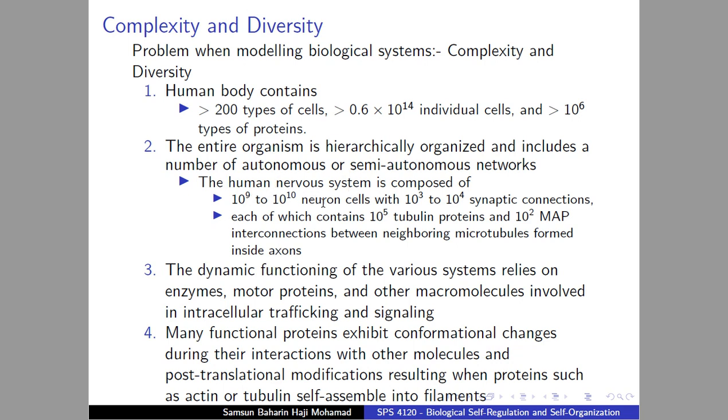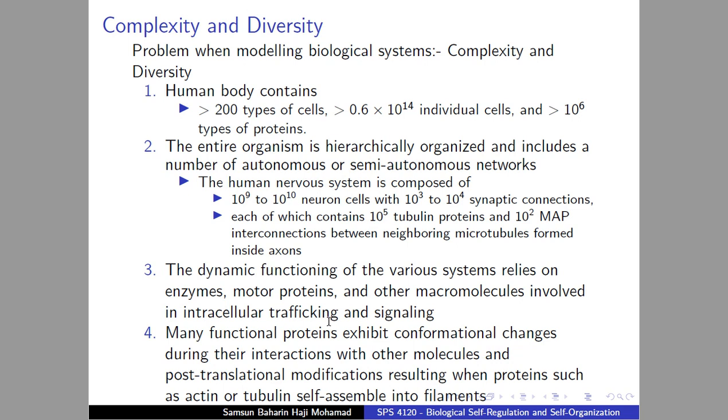This one is autonomous, even though these are the same cells in different parts. So for this system, it only affects this system. The dynamic functioning of the system relies on enzymes, motor proteins, and other macromolecules involved in intracellular trafficking and signaling. So these are the dynamics. What are the inputs and outputs from, for example, this human nervous system?